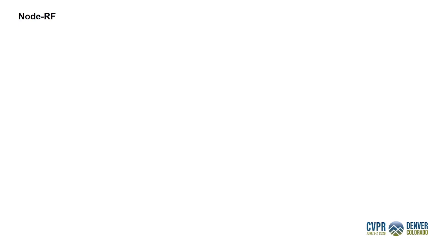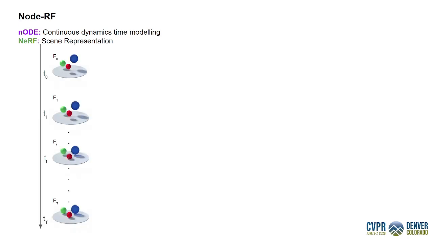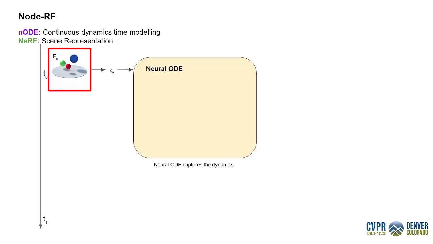We therefore introduce NodeRF that combines the continuous dynamics time modeling capability of Neural ODE with the scene representation capability of NeRF. Imagine we're given a scene. From this, we choose the first frame and learn a latent code corresponding to the first frame. This latent code is passed to a Neural ODE which captures the dynamics of the scene. The latent code evolves through time and generates multiple latent codes corresponding to multiple time steps. The neural ODE therefore learns a continuous time latent trajectory.